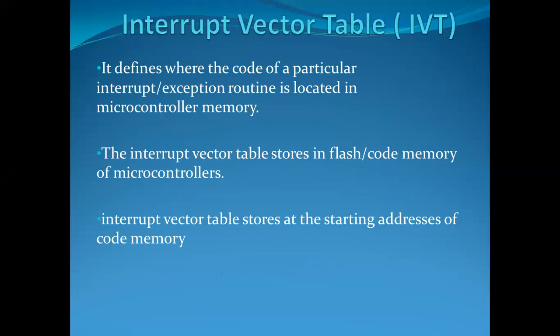Interrupt table. It defines where the code of a particular interrupt or exception routine is located in the microcontroller or processor memory. The interrupt vector table is stored in the code memory or the flash memory of the processor, at the starting address of the code memory.